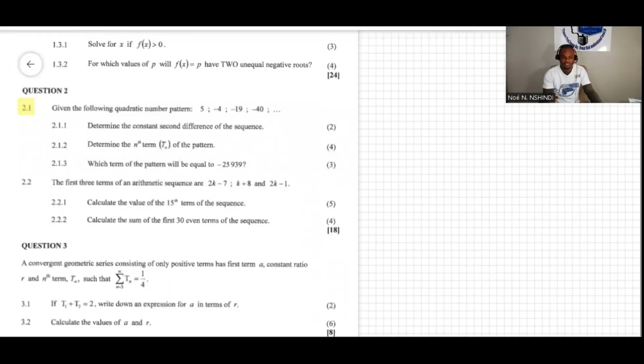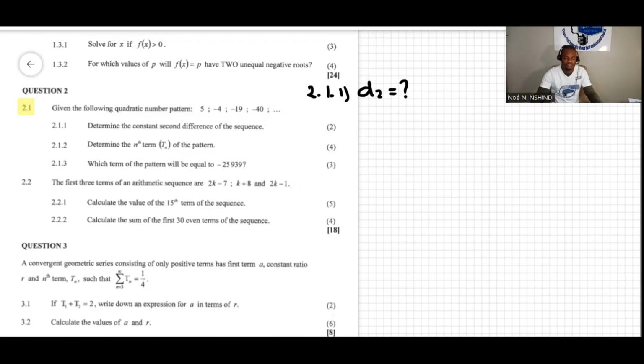Well, the question says that given the following quadratic number pattern 5, -4, -19, and -40, etc. Question 2.1.1 says determine the constant second difference of the sequence. So I'm going to write the question over here, 2.1.1. We're looking for the second difference.